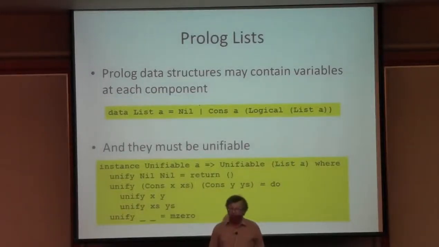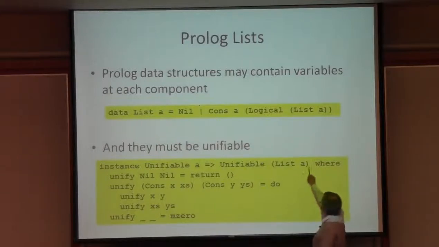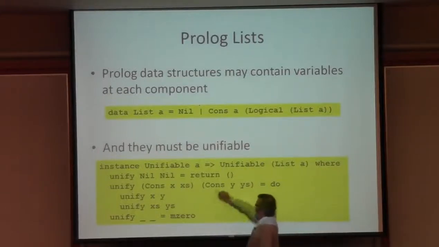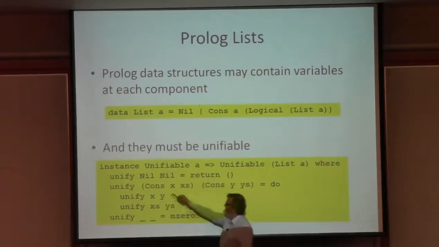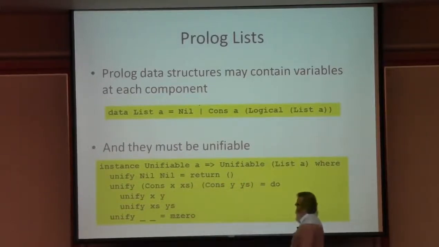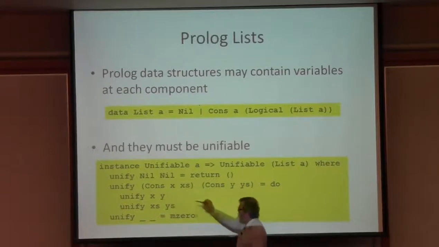Of course, I'm going to need to be able to unify lists, and that's easy. How do I unify Prolog lists? Well, I unify nils by doing nothing. I unify two cons lists by unifying the heads and unifying the tails. And if I'm trying to unify a nil and a cons, I'll just fail. I can't succeed.